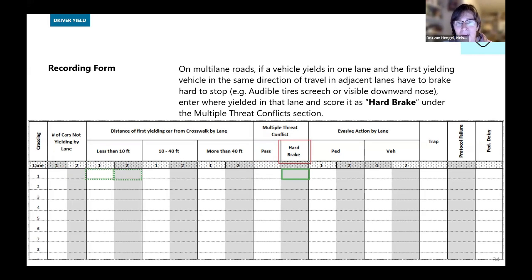On multi-lane roads, if a vehicle yields in one lane and the first yielding vehicle in the same direction of travel in the adjacent lanes has to brake to a hard stop, in other words, they come to a stop, but it's an event, it has to happen abruptly. You note this by hearing the tire screech or seeing the vehicle nose come down rapidly. Enter where they yielded in that lane, and in all likelihood, they're in the less than 10 feet from the crosswalk category, and that they had to make a hard brake in order to stop before the pedestrian decoy was able to continue.